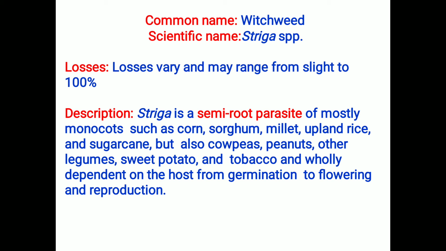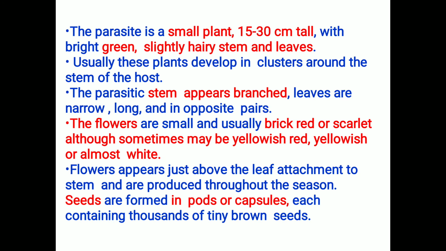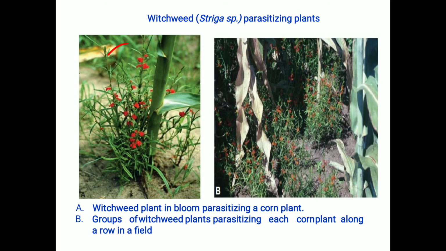So, regarding brief information, Striga is a semi-root parasite or partial root parasite. They partially depend on the roots of different crops like sorghum, different millets, rice, sugarcane, some cowpeas, sweet potato, and legume plants also. Then regarding brief information about Striga, it is a small parasitic plant, 15 to 30 centimeters tall, with bright green and slightly hairy stem and leaves. So this is about Striga.